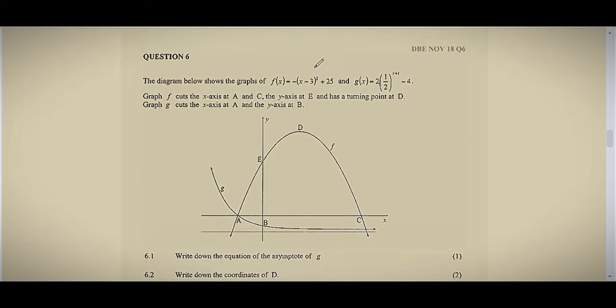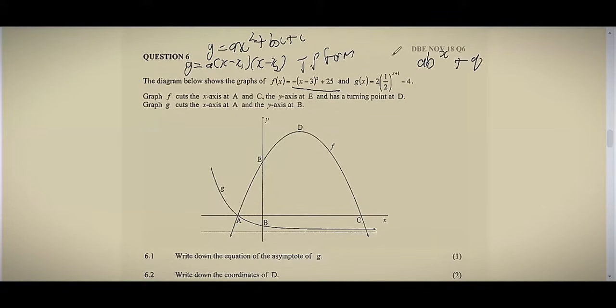So we can tell that this is the parabola graph in the turning point form. We are used to it in this form, ax² + bx + c. But remember, there is the standard form, there is the root form, which is used if you are given the roots and any other point, and then there is this format here, which we call the turning point form. Then g(x) is this. We can see that this is an exponential graph because it is given in the form y = ab^x + q.